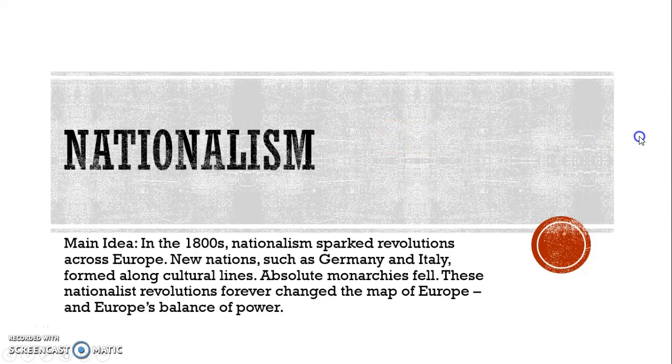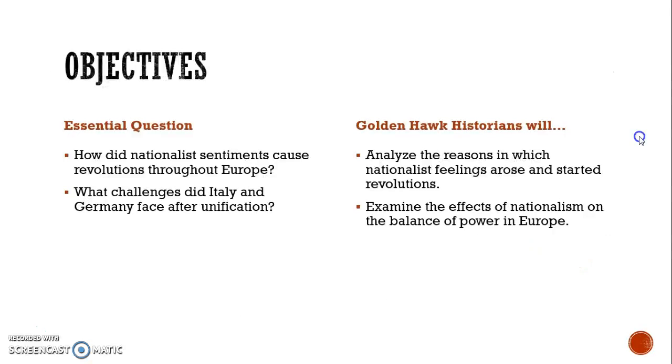We're looking at nationalism. Nationalism sparked revolutions across Europe, and new nations such as Germany and Italy started forming along cultural lines based on ethnic differences. The absolute monarchy started to fall, and the revolutions forever changed the map of Europe and their balance of power.